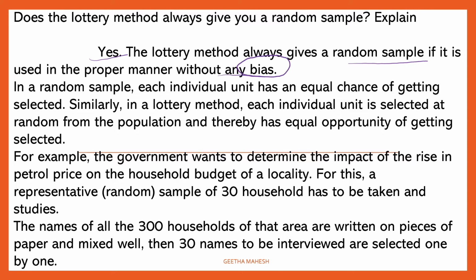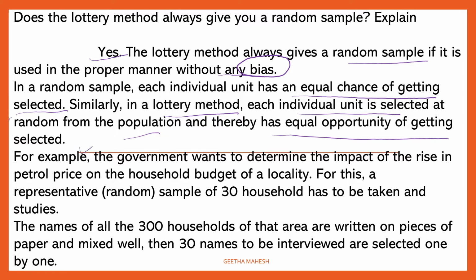In a random sample, each unit has an equal chance of getting selected. Similarly, in the lottery method, each unit of the population gets an equal chance of being selected. And when you get an equal chance of being selected, it is called random sampling.